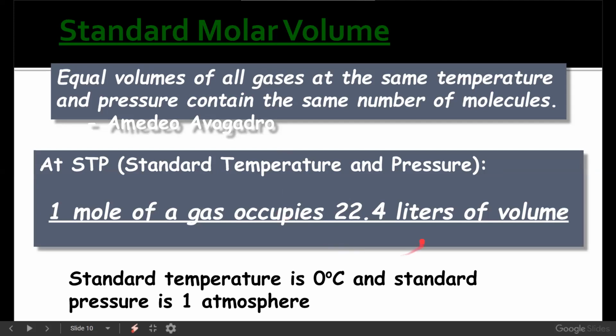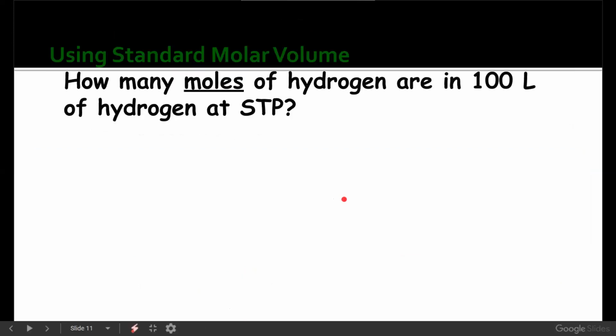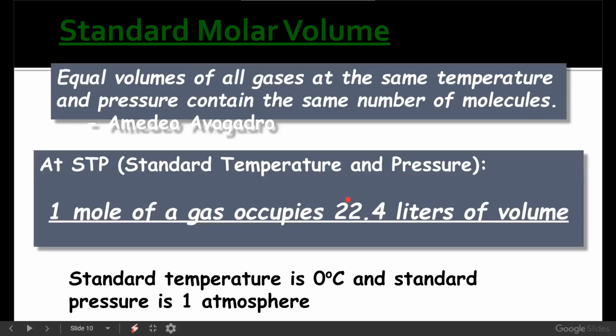And what we also have here is he also figured out, and we kind of standardized this. So at something called standard temperature and pressure, which you might remember from a while back, which is 0 degrees Celsius and 1 atmosphere. At this temperature and pressure, 1 mole of gas will occupy about 22.4 liters in volume. So that's what the conversion is, and that's how we get the conversion.